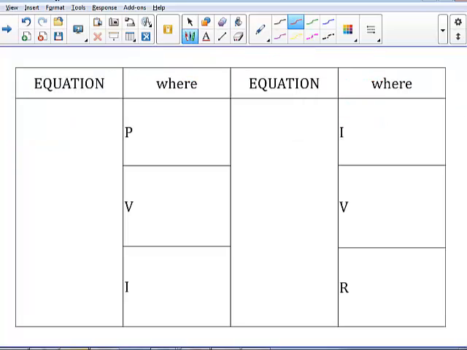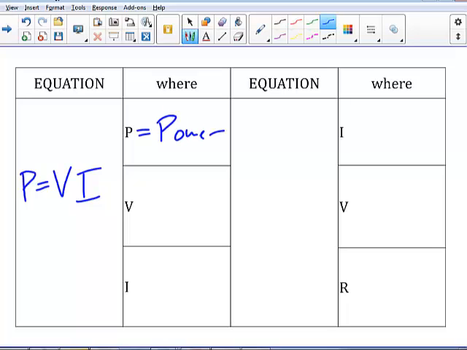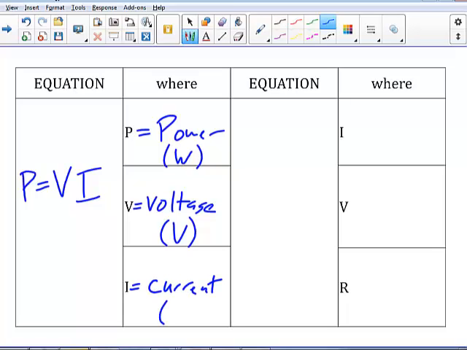So mathematically, the equation we use for power is that power is equal to the voltage produced times the current. So P equals power, and we measure that in watts, which is a capital W, not a small w. V, we're familiar with that. That's voltage. That's a capital V. And I represents current, and we can measure that in amps.